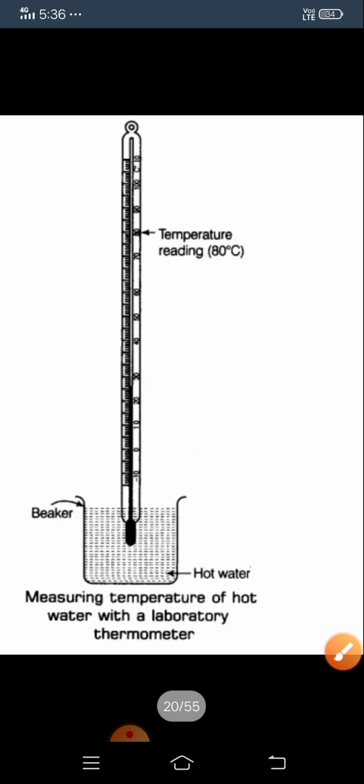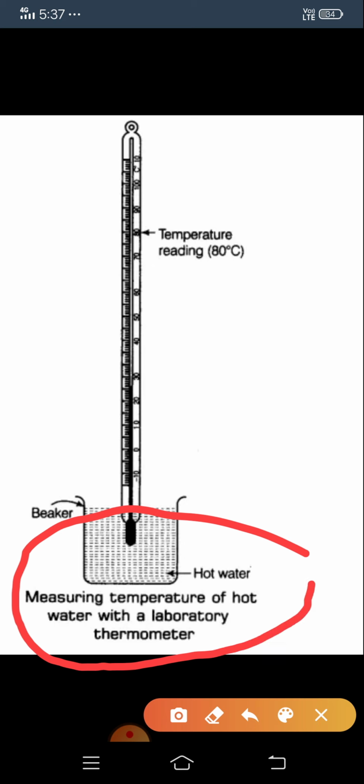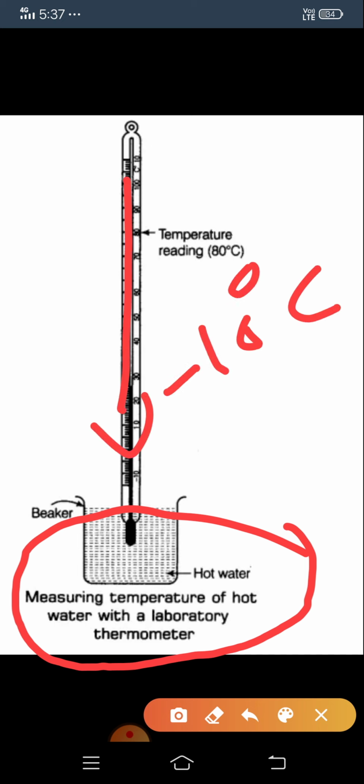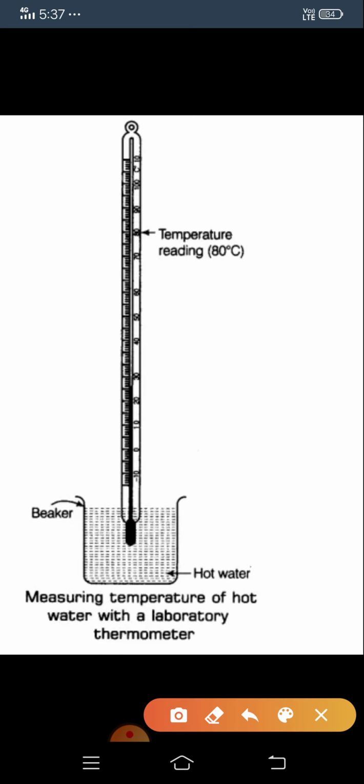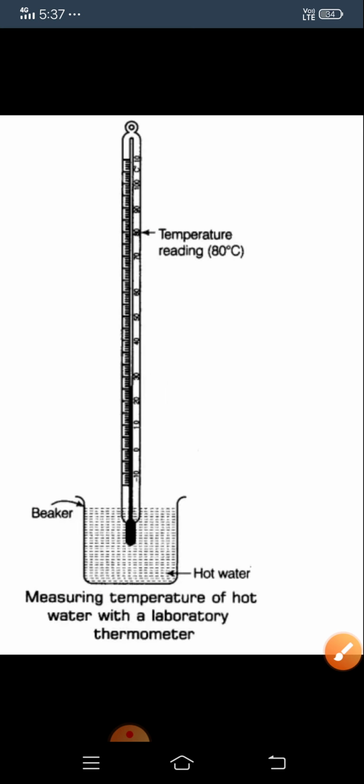Let us see the laboratory thermometer measuring the temperature of hot water. The range is given: minus 10 degrees Celsius to 110 degrees Celsius. This one is a beaker and this one is the laboratory thermometer. It is used for measuring hot water, and it is used only in a science laboratory.